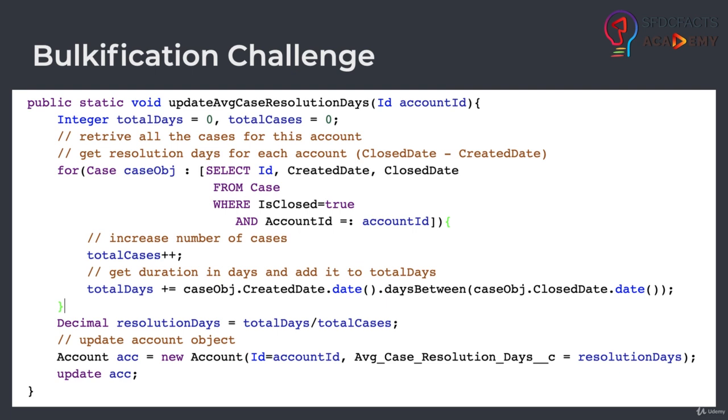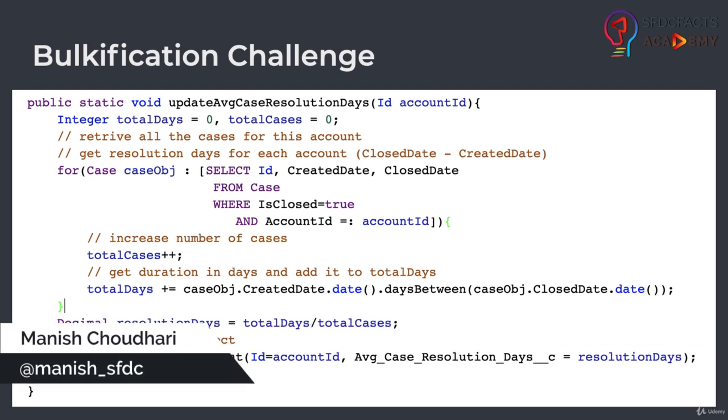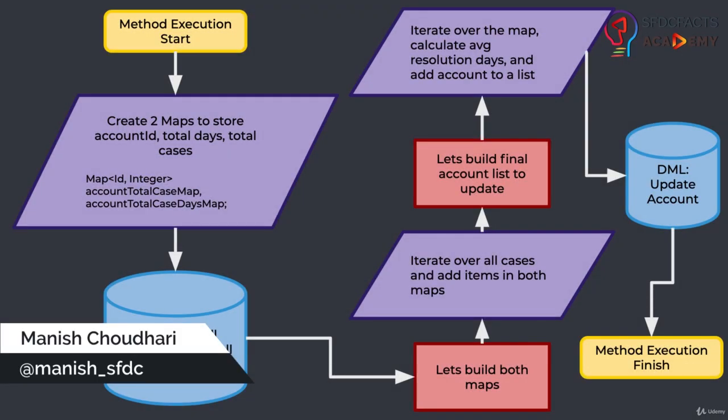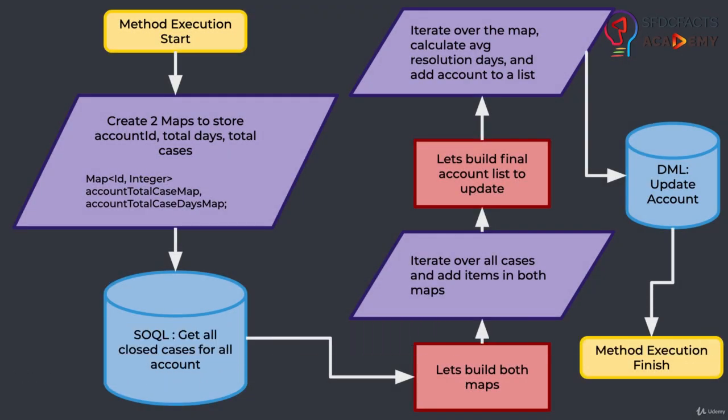Because when you use bulkification, your code becomes longer, so you would be writing more lines of code, but you will get the benefit of processing multiple records at once. So let's have a look at the flow chart. First, the method execution will start and we are going to accept the list of account IDs in the method.